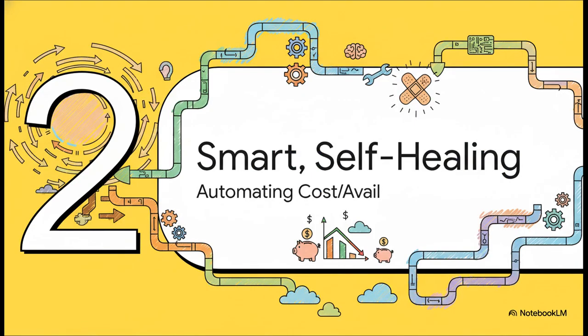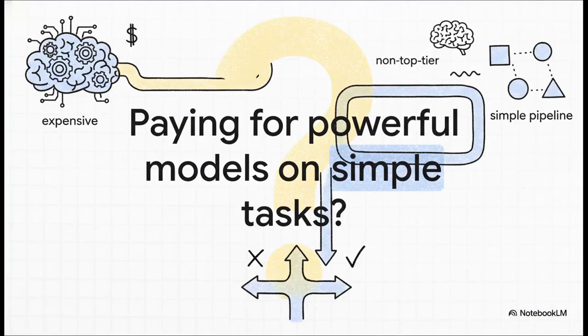But okay, dagpipe goes way beyond just crash recovery. It also builds some serious intelligence into your pipelines to help manage costs and even anticipate problems before they happen. Now, if you're building anything with LLMs, you know this problem all too well. Why on earth would you pay for a top-tier, super powerful model to do something simple, like just renaming a variable? But in a standard pipeline, you might not have a choice.